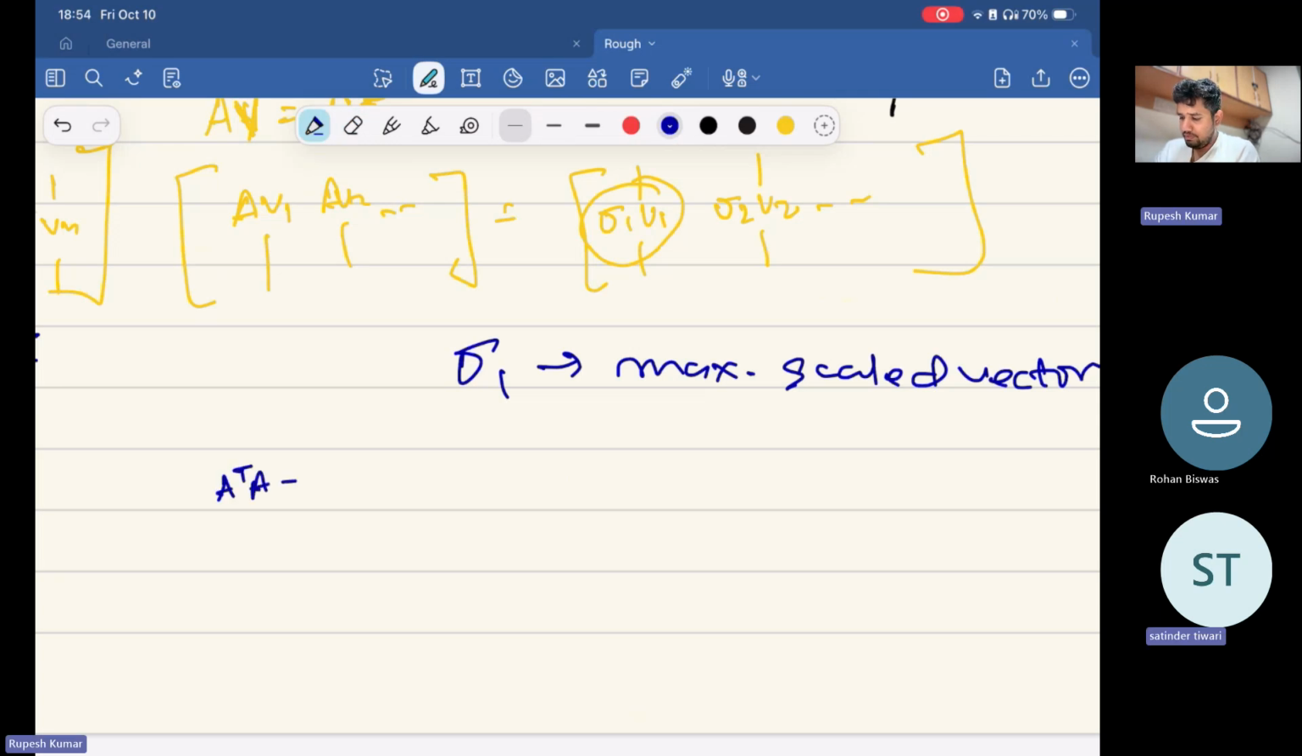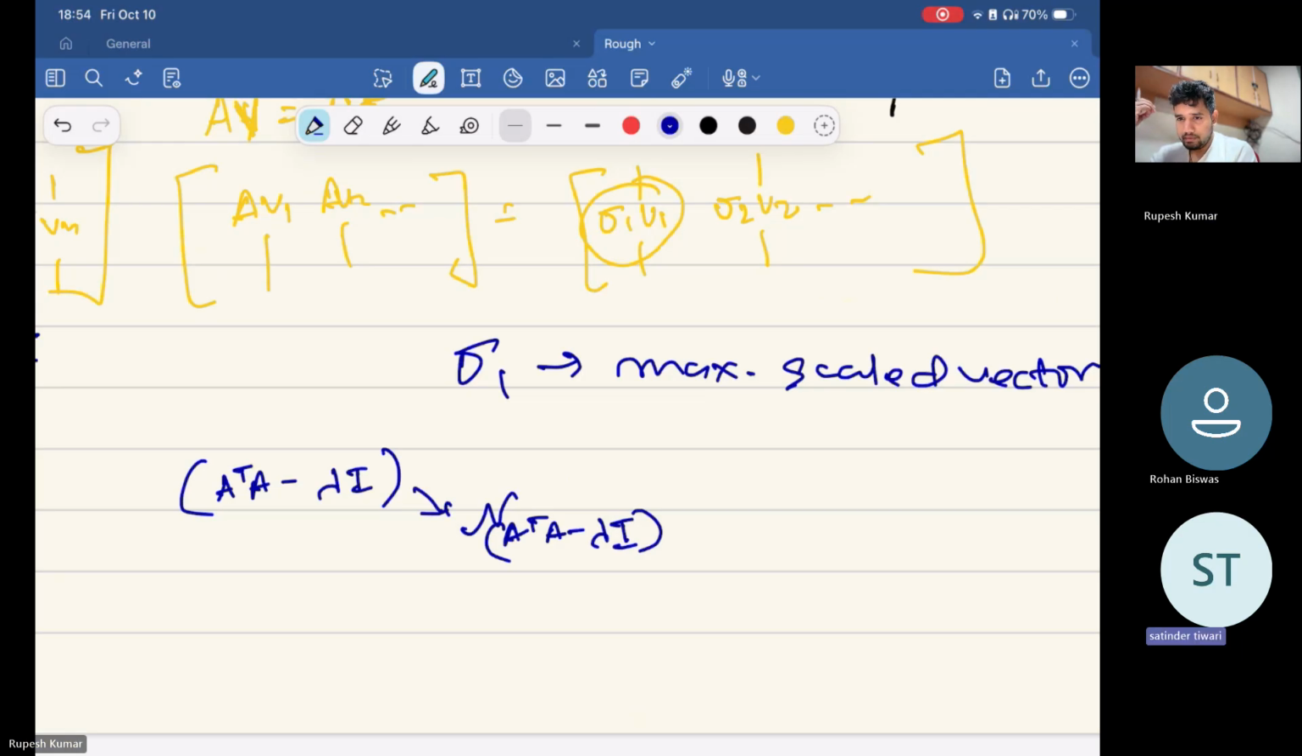Wait a minute. What are you getting? A transpose A minus lambda I. So now we are finding the eigenvectors corresponding to this. That is basically the null space of A transpose A minus lambda I. So what we are getting, that is V.